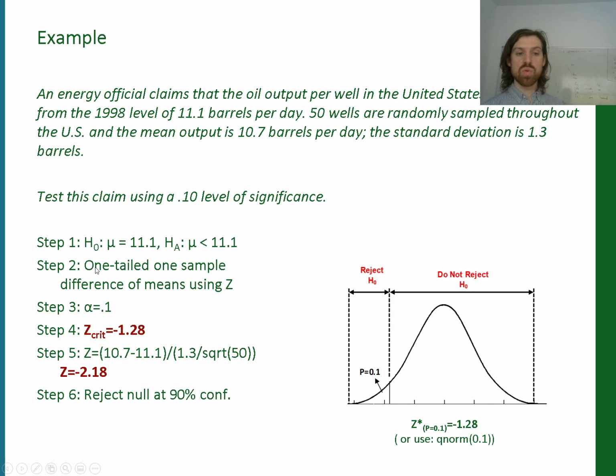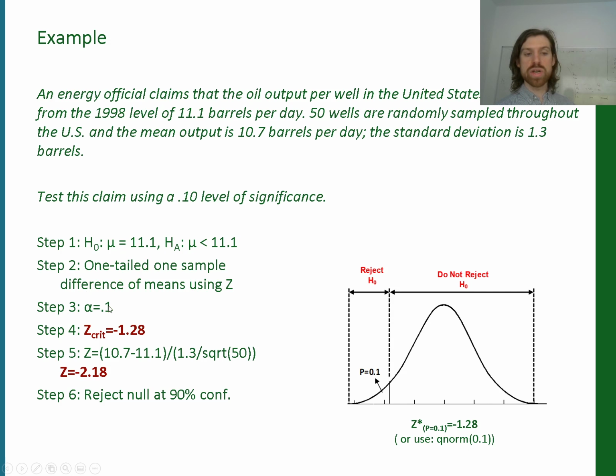In step 2, we're going to, as a consequence, define the fact we're going to use a one-tailed, one-sample difference of means using Z. So it's one-tailed because the energy official has said that the oil output is falling, so it's declined. So we're looking to see whether that sample value is lower than the previous population value that we have, which is why it's one-tailed. So that's step 2.